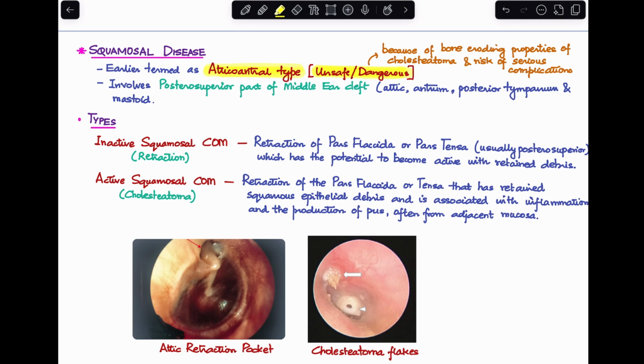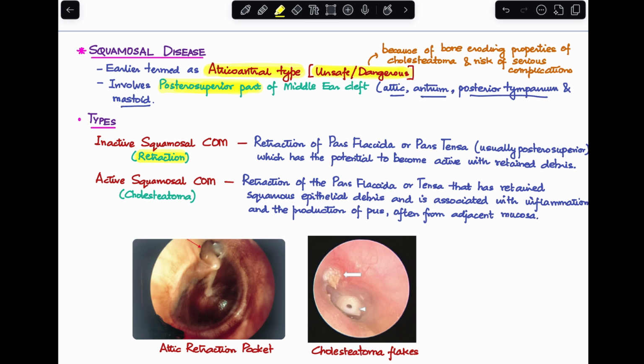Now, squamosal disease involves the posterior-superior part of the middle ear cleft, which includes the attic, antrum, posterior tympanum, and the mastoid. Now, we'll discuss the types of squamosal disease. It can be divided into inactive and active types. Inactive squamosal chronic otitis media is also known as retraction.